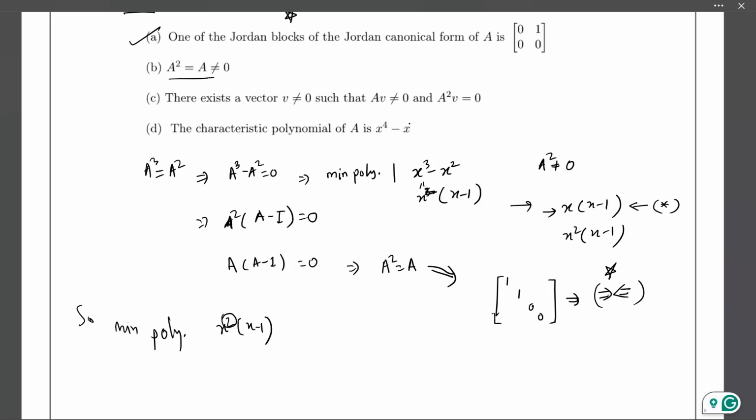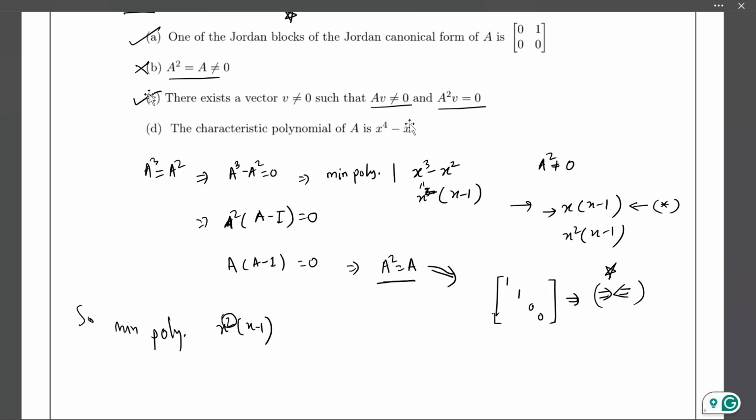What about the second option? This fails because once A square is equal to A, it is a projection operator, and projection operators are diagonalizable. Okay, so this is incorrect. There exists b non-zero such that Ab is non-zero but A square b is 0. Yeah, this is good and this is correct.